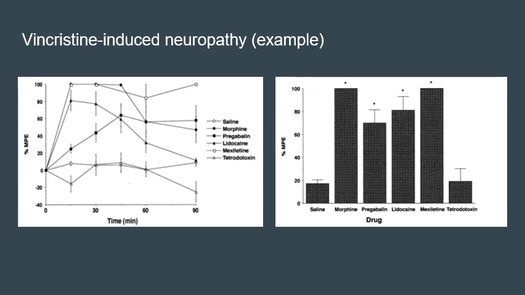Mexiletine had a marked effect with a longer duration. However, tetrodotoxin, even while used at the highest possible dose, had no effect on allodynia.